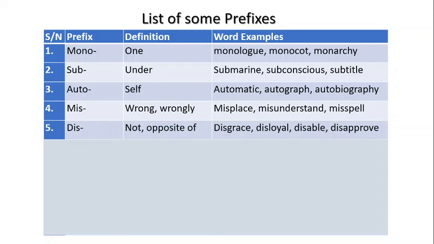The 5th one, we have DIS, pronounced as dis, and the meaning is what? Not or opposite of. Disgrace, opposite of grace. Disloyal, not loyal. Disable, not able, inability. Disapprove, not approve.